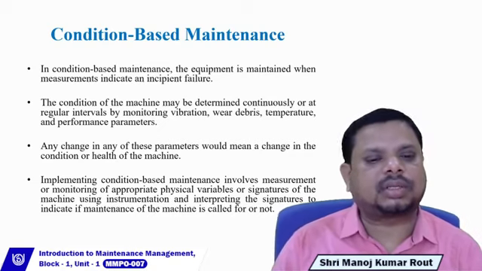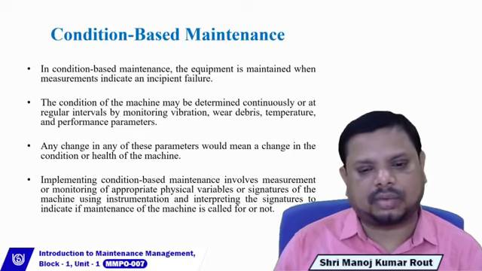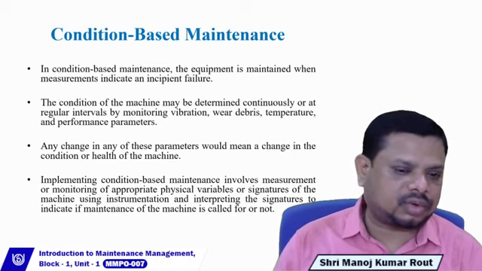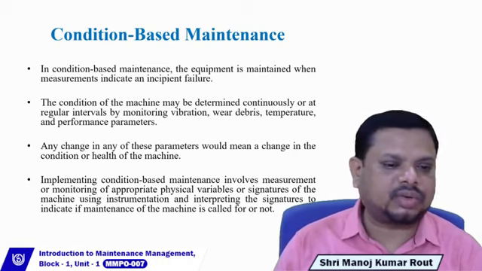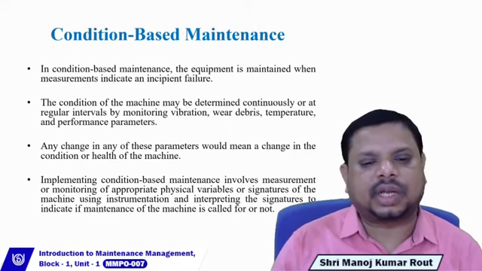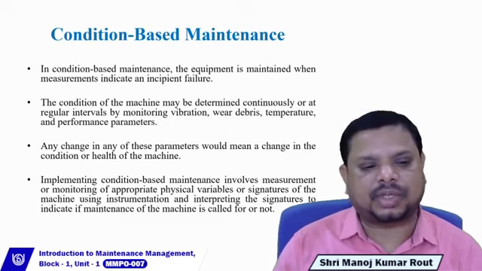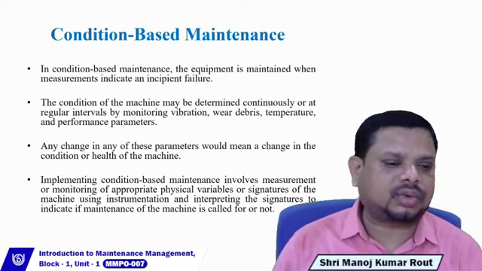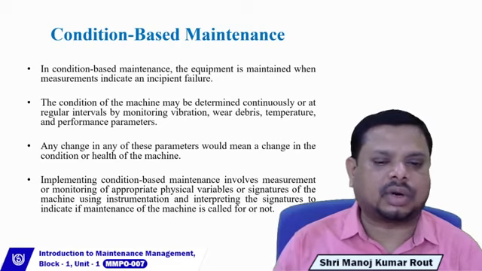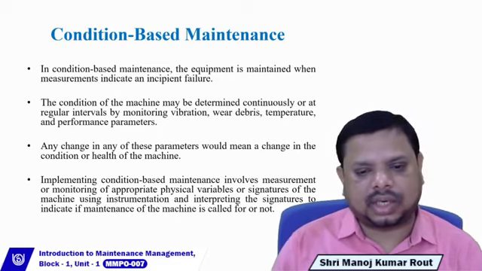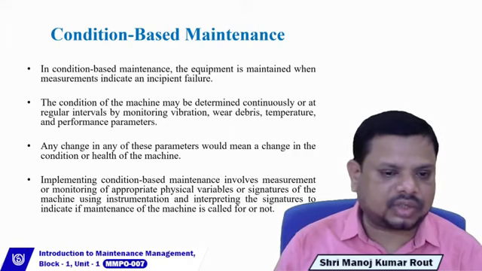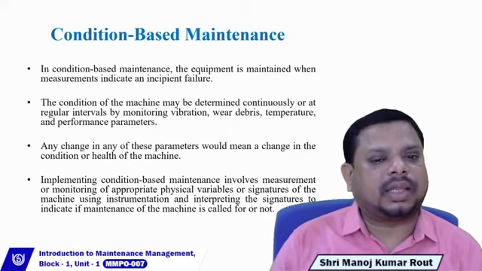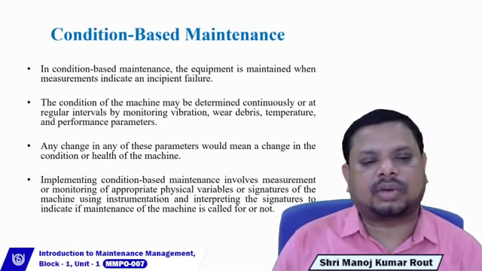Implementing condition-based monitoring or maintenance involves, first, measurement. A large amount of software tools, electronic tools and sensors are used to monitor the appropriate physical variables or signature of the machine using various kinds of instruments, and interpreting the signature to indicate if maintenance of the machine is called for or not. So as I told, a large amount of sensor-based electronics and instruments are used to calibrate and adjust the basic machines, and they indicate various performance parameters.